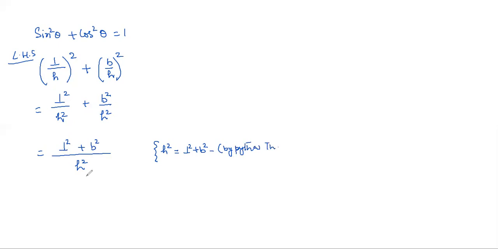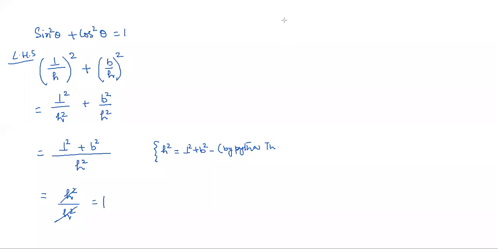So perpendicular square plus base square can be replaced by hypotenuse square, and hypotenuse square and hypotenuse square will cancel each other and you will get 1. So this way we can say that sine square theta plus cos square theta is always equal to 1.